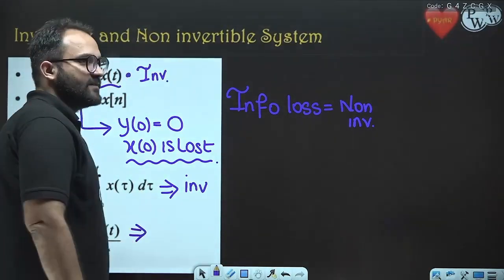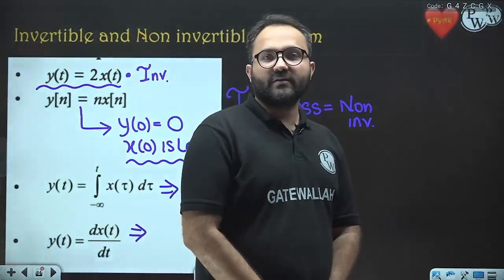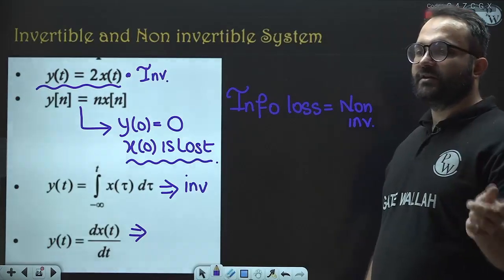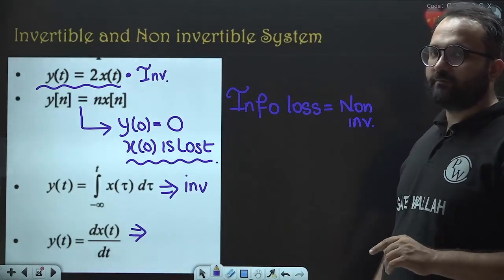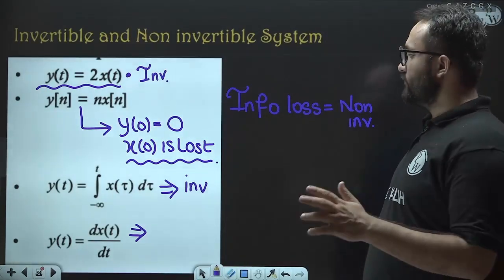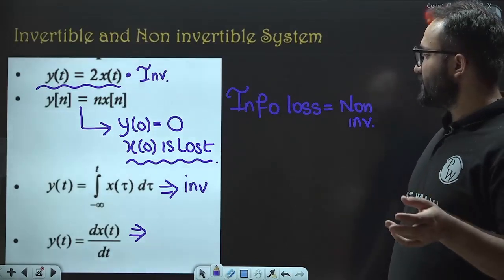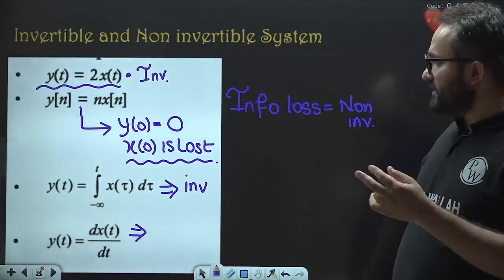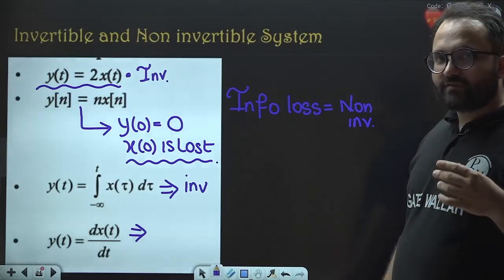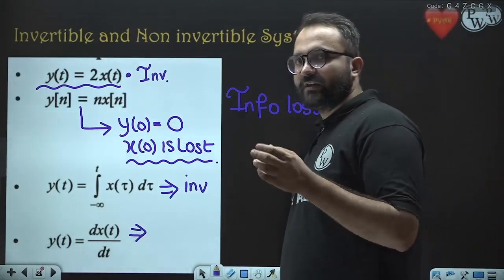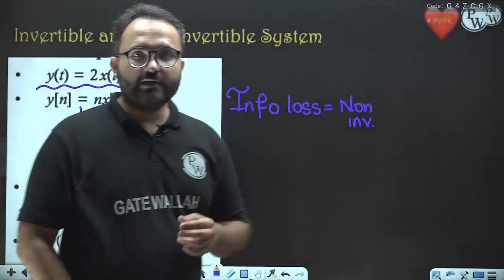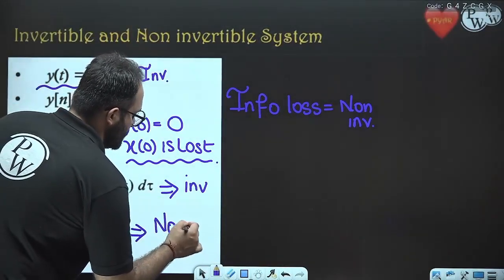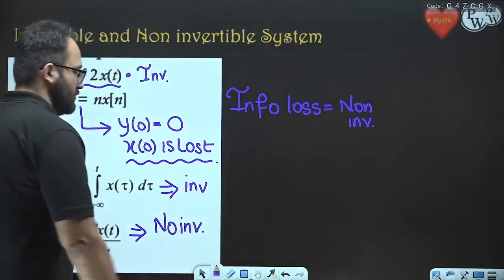But differentiation is not invertible, because when we differentiate a signal, we get rid of the constant term. Since the constant term is removed, we cannot get it back. For example, if we apply a DC signal here, the differentiation of the DC signal will be 0 and we cannot get back the DC signal again. So differentiation is not invertible. Always remember that.